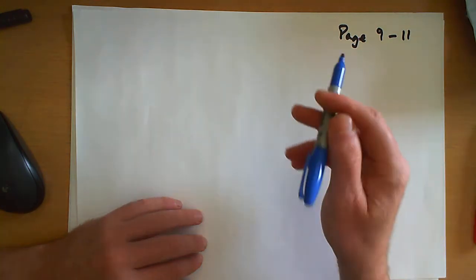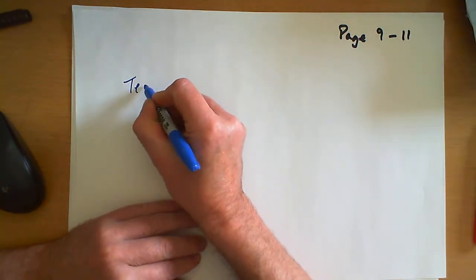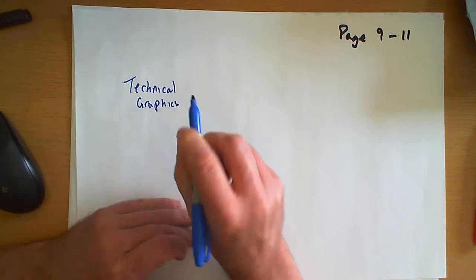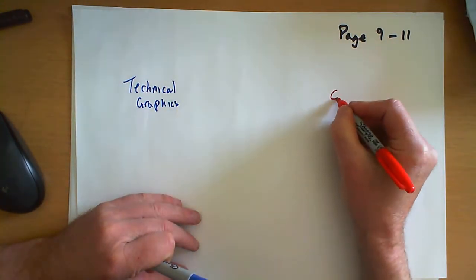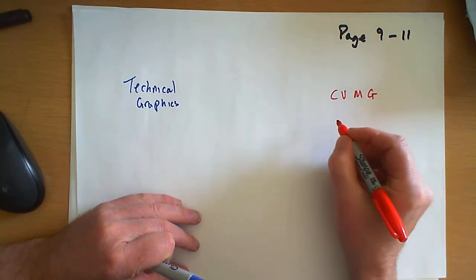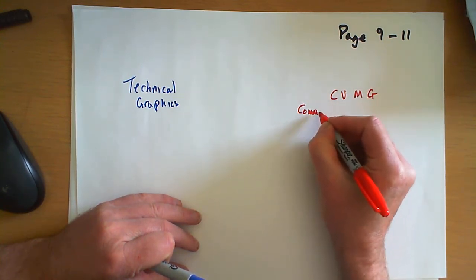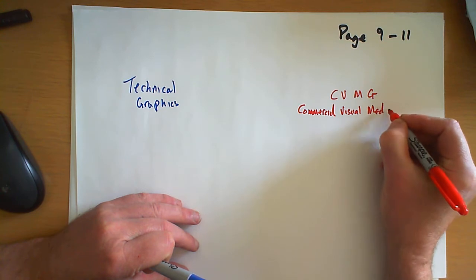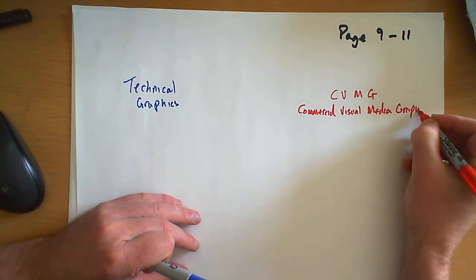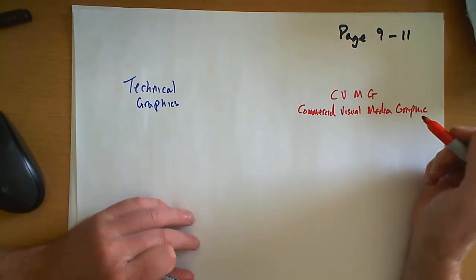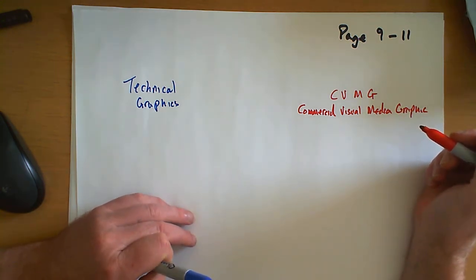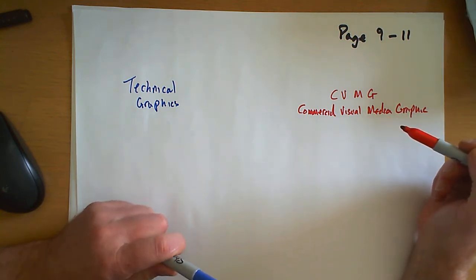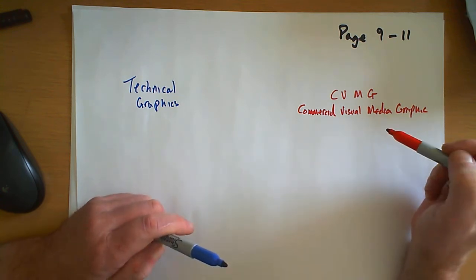Now briefly, the course is split into two parts. There's what is called Technical Graphics, and we also have what's called CVMG, which stands for Commercial and Visual Media Graphics. And these are the two main strands that the course works on. In the exam you'll be questioned on both of these strands, and you'll also, as part of your assignment at the end of the year, be expected to include parts of these.